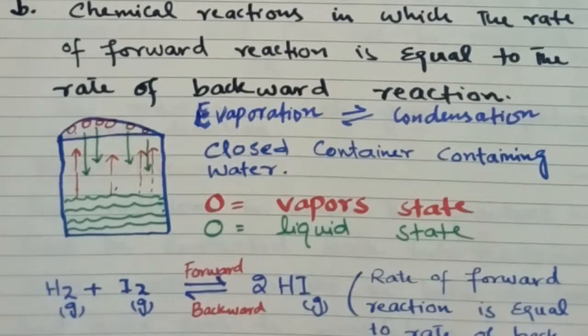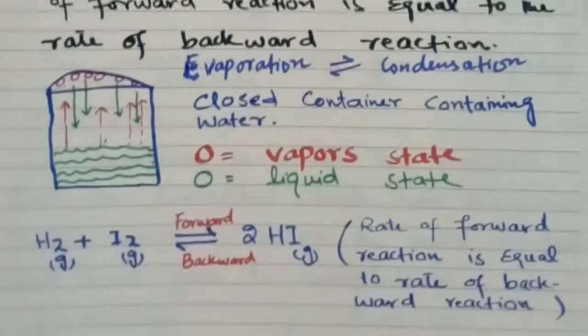Remember that in dynamic equilibrium there is no detectable change in the physical appearance of the molecules in the container. It means that the water level will not decrease. You cannot detect that the water level is decreased because the number of molecules which evaporate, the same number of molecules go back to the liquid state, so both processes continue at the same rate.